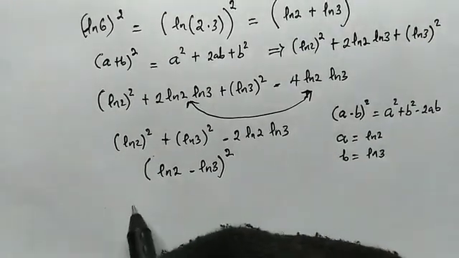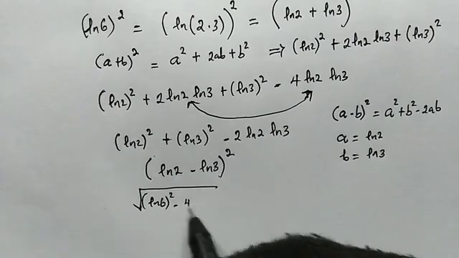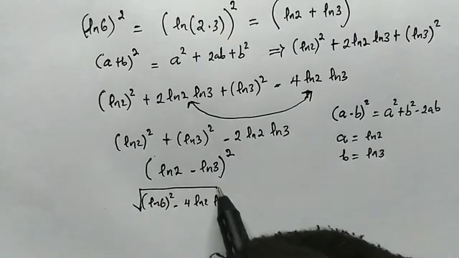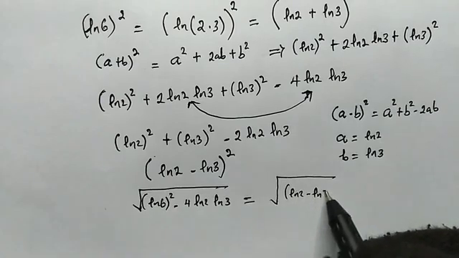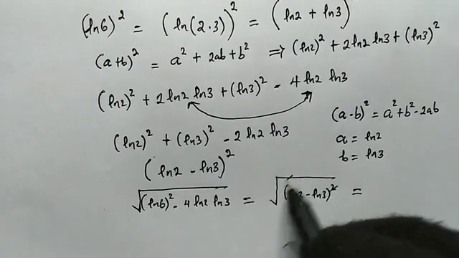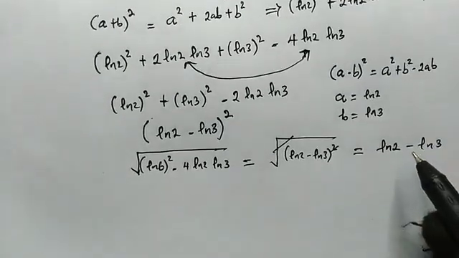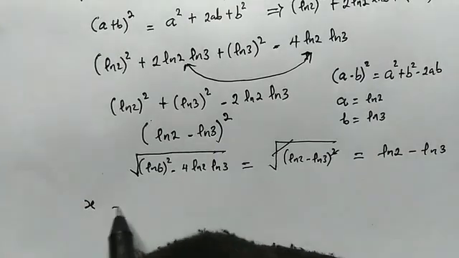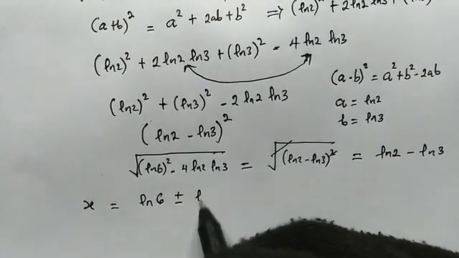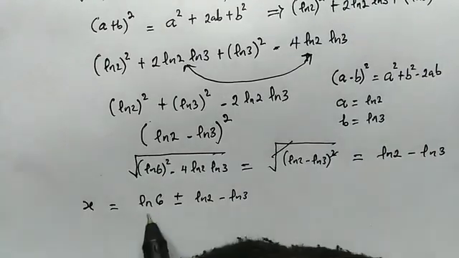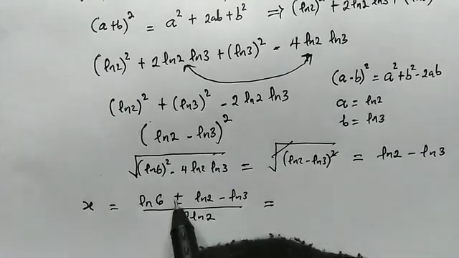So we can see now that the square root of the natural log of 6 squared minus 4 times the natural log of 2 times the natural log of 3 will be equal to the square root of (the natural log of 2 minus the natural log of 3) squared, which we know the root cancels the square, and that will give us the natural log of 2 minus the natural log of 3. Now from where we stopped, our x is going to be equal to the natural log of 6 plus or minus the natural log of 2 minus the natural log of 3, then divided by 2 times the natural log of 2. And from here, make use of the positive first.